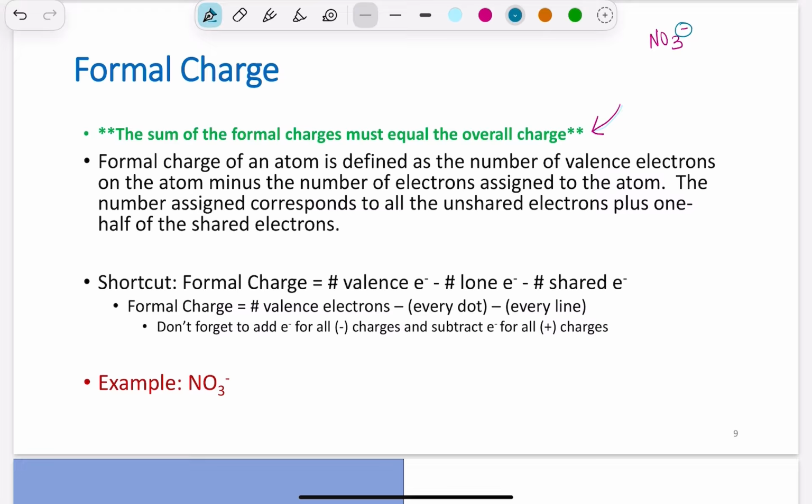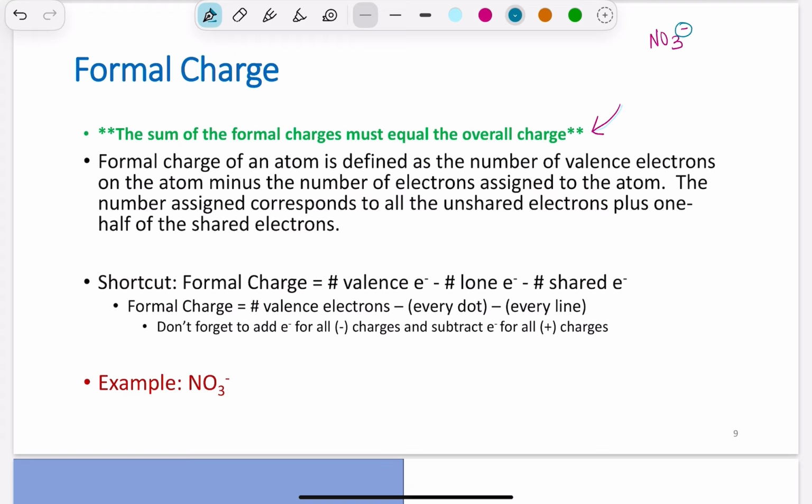Formal charge of an atom is defined as the number of valence electrons on the atom minus the number of electrons assigned to the atom. Okay. Let's figure that out. The number assigned corresponds to all of the unshared electrons plus 1/2 of the shared electrons. Okay, we'll figure that out.